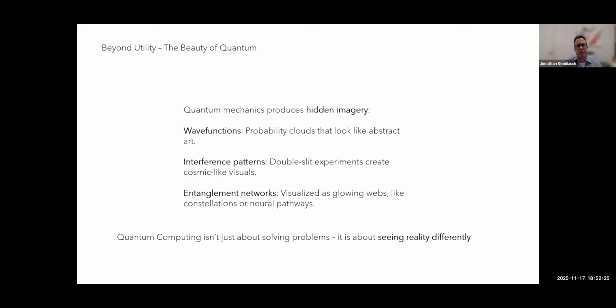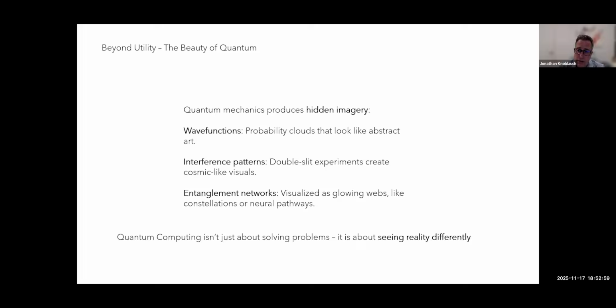Beyond utility, the beauty of quantum. Quantum mechanics produces hidden imagery. It's this hidden imagery that attracted me to using quantum computing as an art form. Wave functions can look like probability clouds that look like abstract art. Interference patterns, double slit experiments, create cosmic light visuals. Entanglement networks can be visualized as glowing webs like constellations or neural pathways.